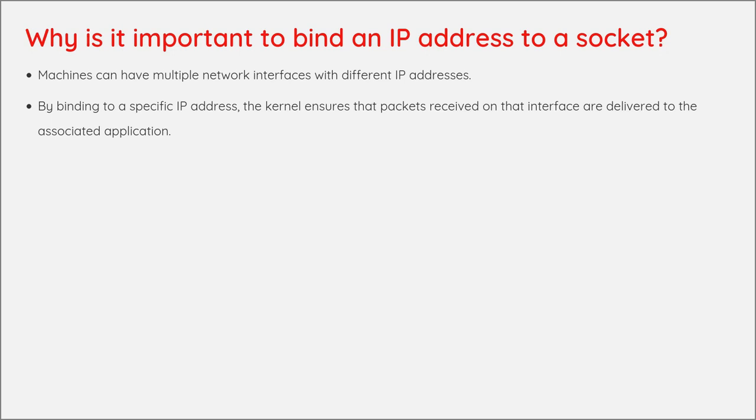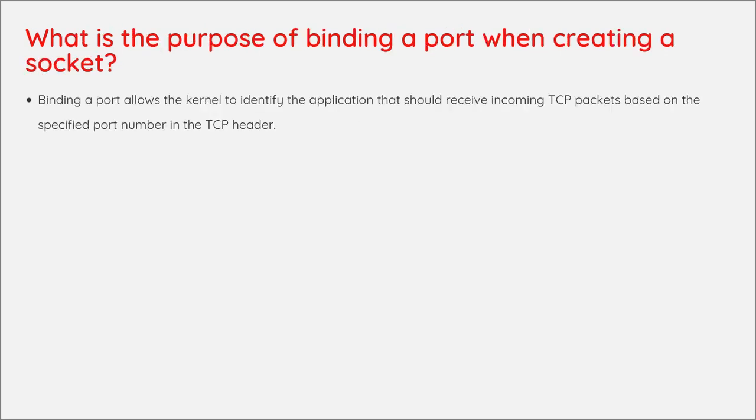Why is it important to bind an IP address to a socket? Machines can have multiple network interfaces with different IP addresses. By binding to a specific IP address, the kernel ensures that packets received on that interface are delivered to the associated application. What is the purpose of binding a port when creating a socket?